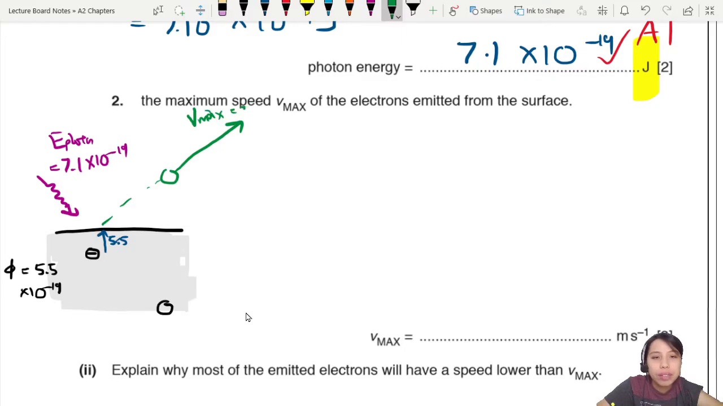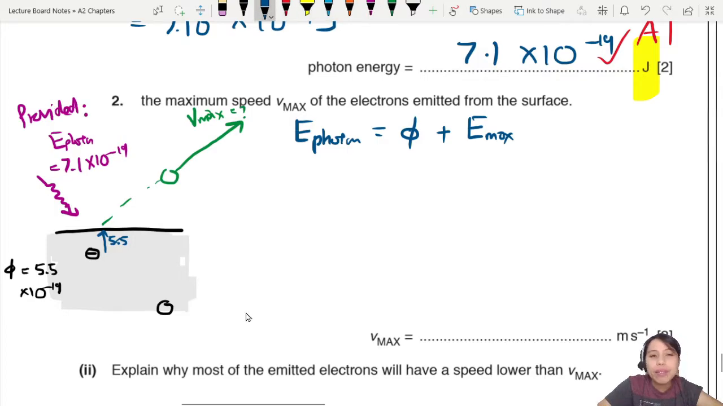So what is this v max? We're going to use an idea of energy conservation. So photon, Einstein's equation: E photon equals work function plus the kinetic energy maximum. Okay, what comes in is provided. So this is provided.